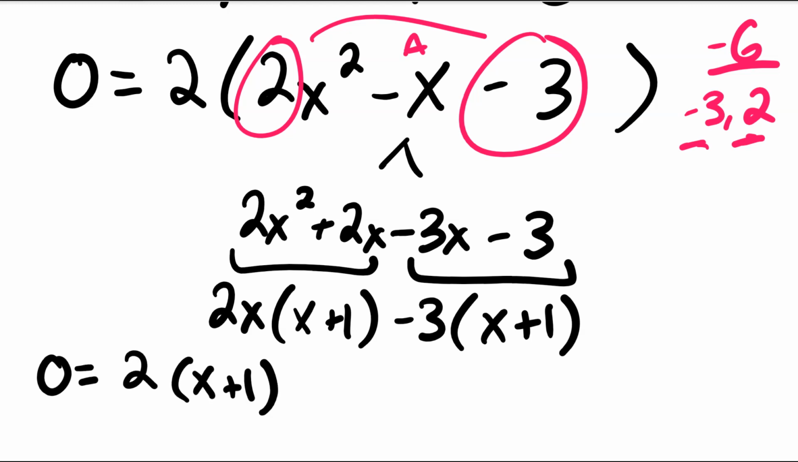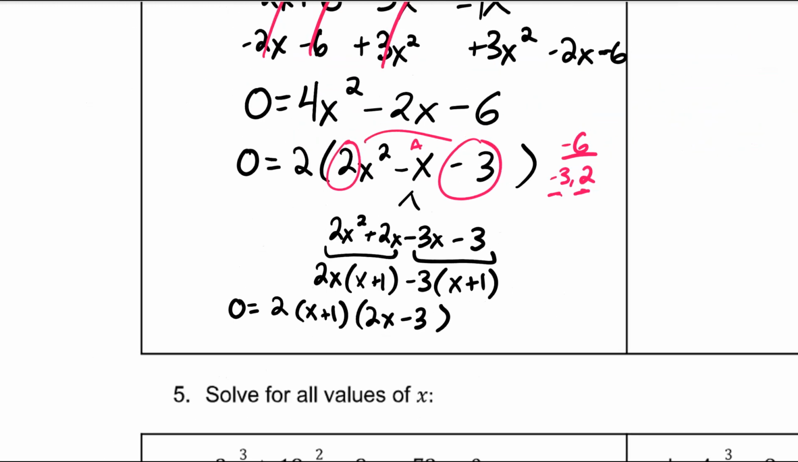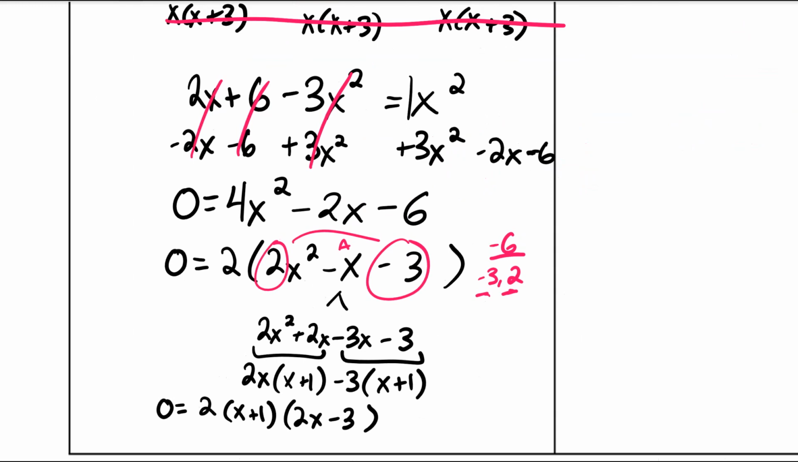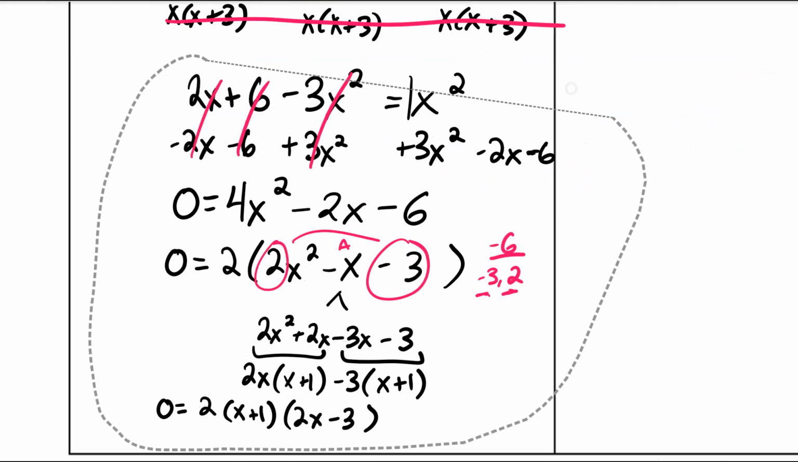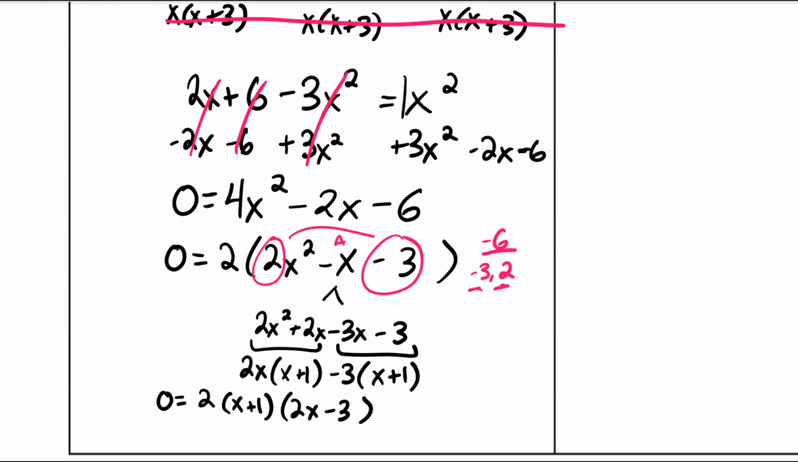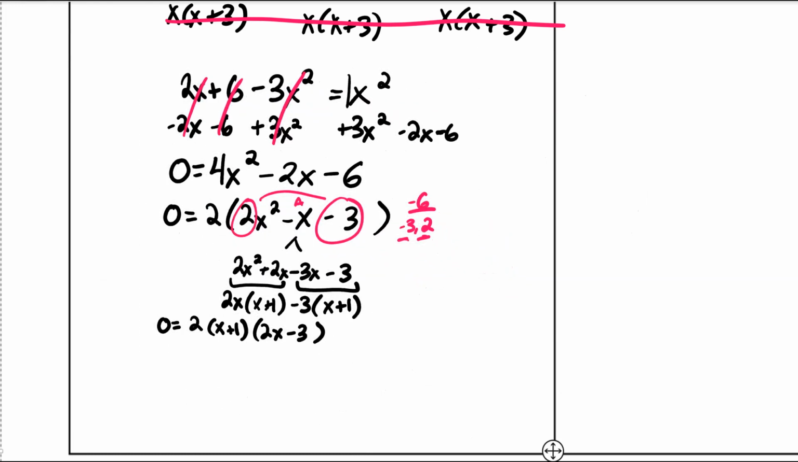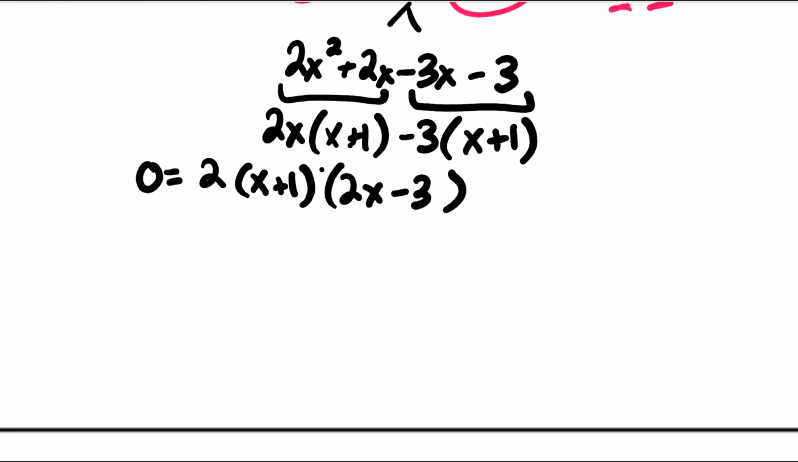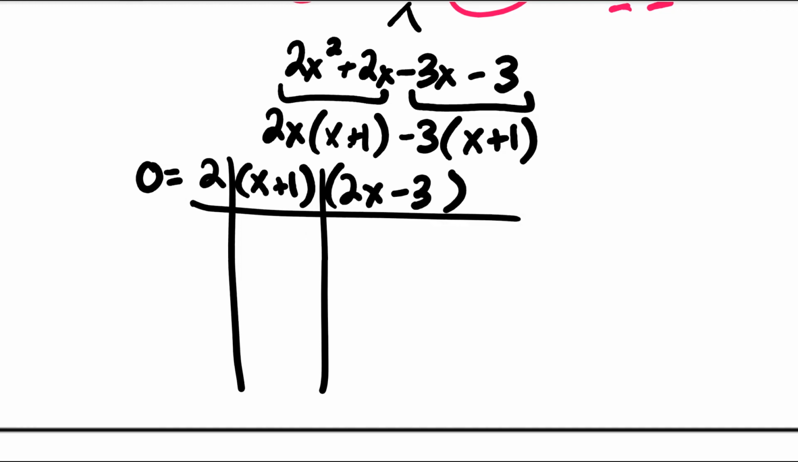I've got an x plus 1. And I've got a 2x minus 3 as well. Looks like I ran out of room yet again. So let me just give myself a little bit more room here. And I'll keep going. I'm going to split it off and set each of my factors equal to 0 to find values of x that satisfy this equation.